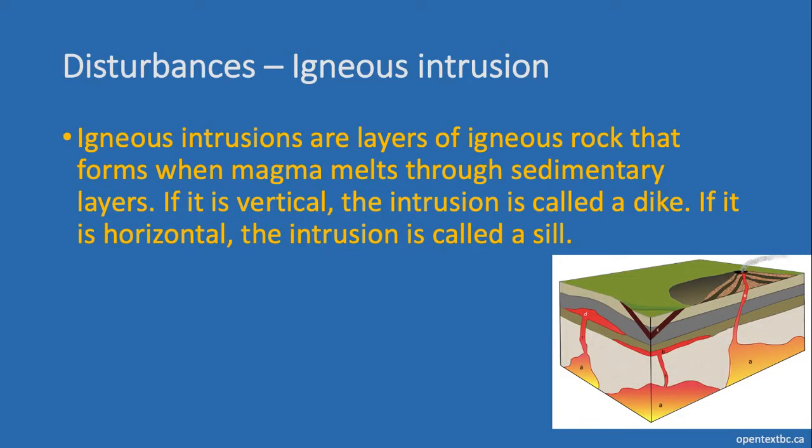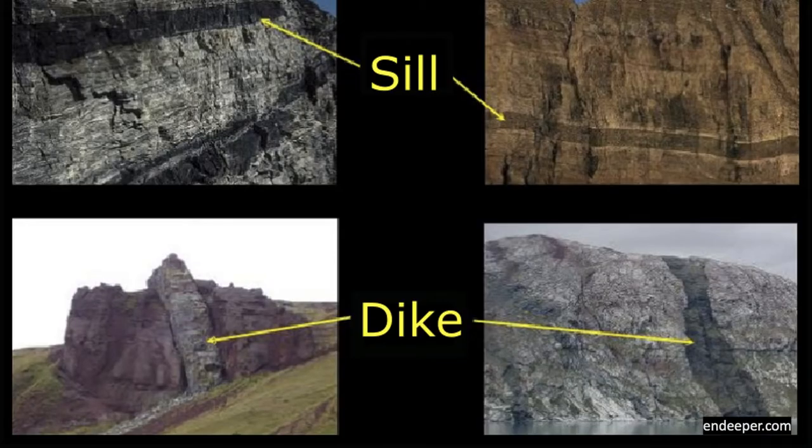Igneous intrusions. This is when a layer of igneous rock forms when magma melts through sedimentary rock layers. A vertical igneous intrusion is called a dike, and a horizontal igneous intrusion is called a sill. The image here has both dikes and sills. Here's pictures of real-life sills and real-life dikes. And these do not form horizontally, they cut through.